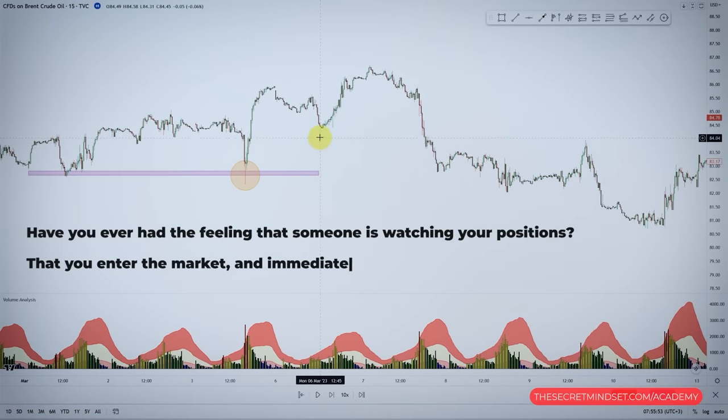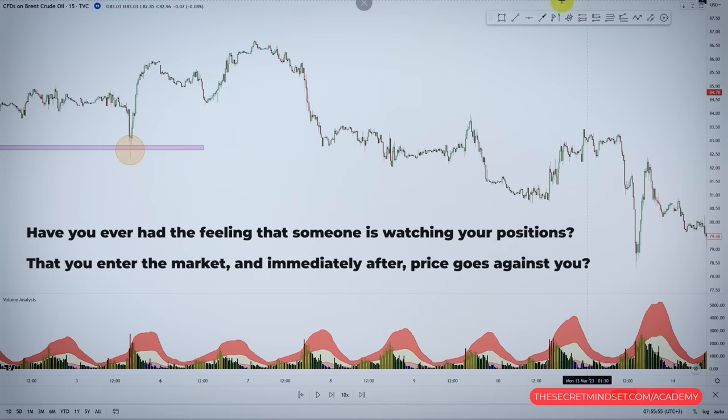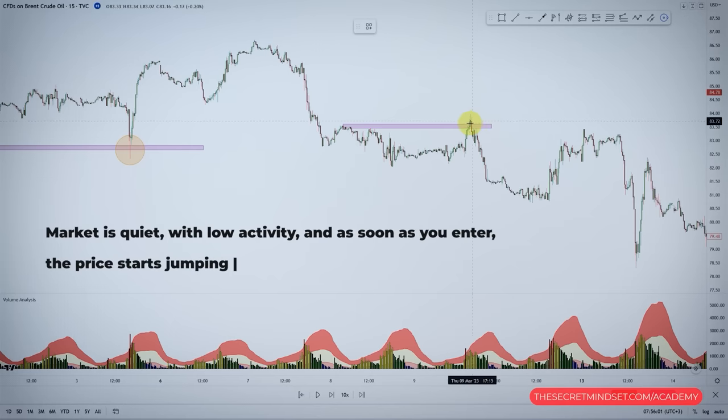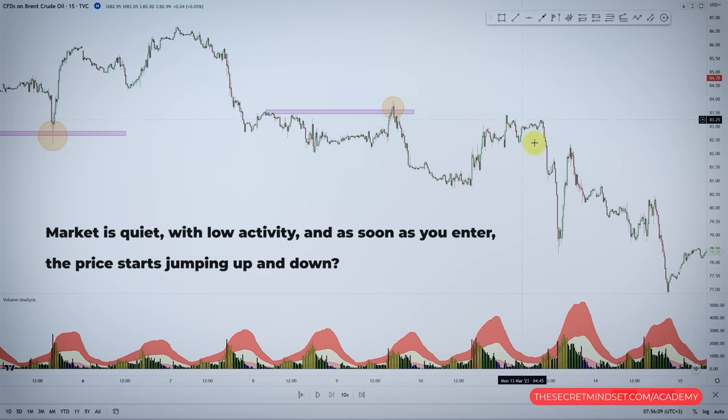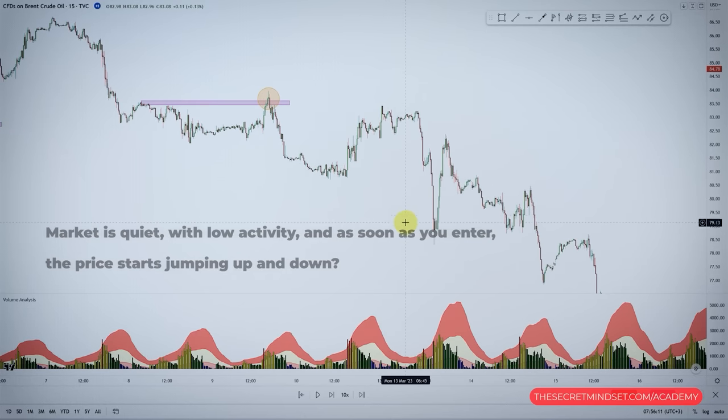Have you ever had the feeling that someone is watching your positions? That you entered the market and immediately price went against you? Or the market is quiet with low activity and as soon as you enter, the price starts jumping up and down? It's like someone is driving prices, playing with your emotions.